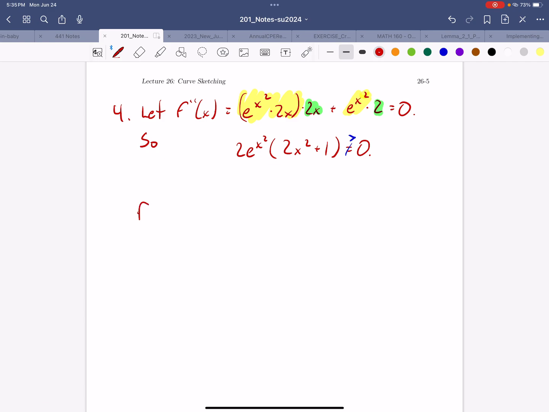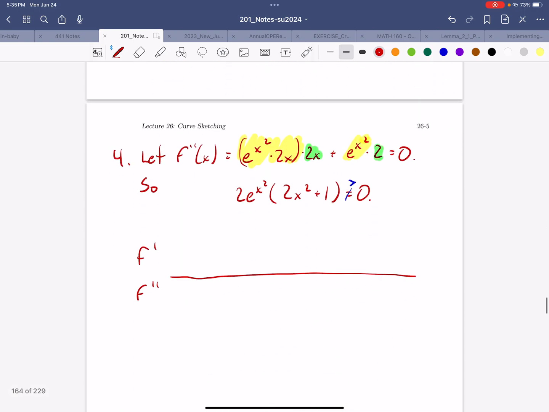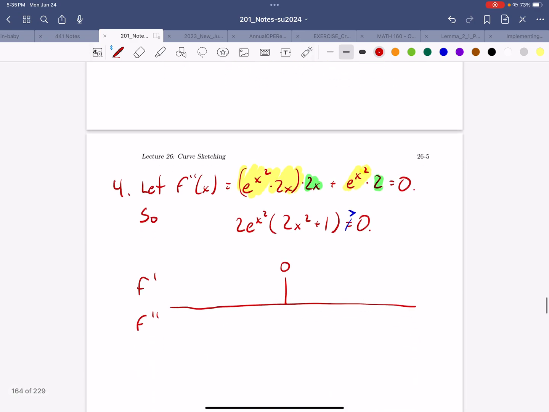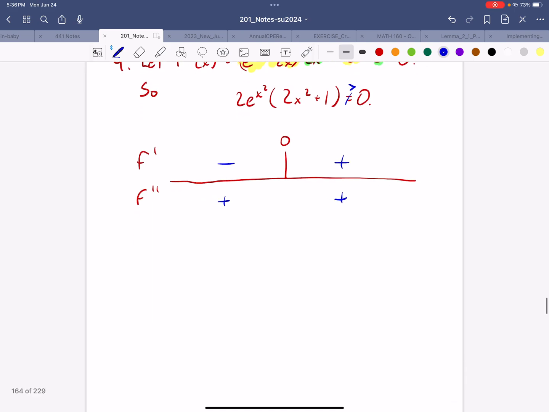Okay, then. I guess we're drawing our interval chart. We don't really have anything to say for f double prime. For f prime, we do have a critical number, 0. We always want to write that. Now we go back to f prime and plug a number into it. If you plug in a negative, you get a negative, and if you plug in a positive, you get a positive. So f is decreasing before 0 and increasing afterwards. For f double prime, all we need to do is plug in any point, and we see that we always get a positive number.